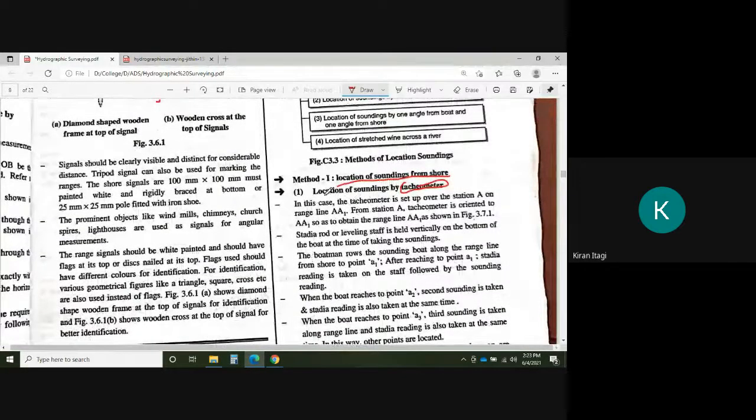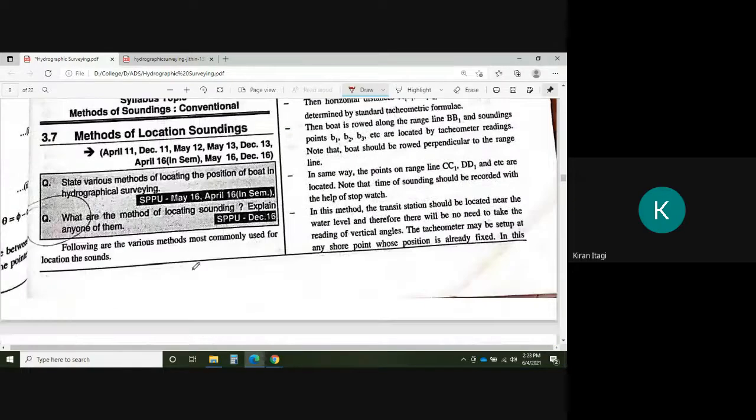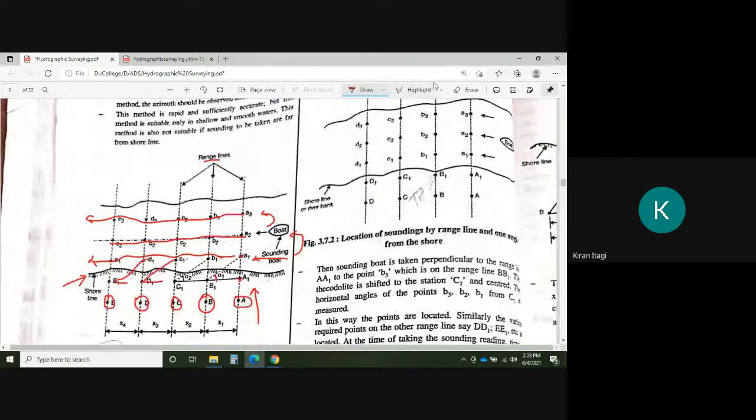In this case, in tachymetry, it is set up over the station A on the ranging line AA1. From station A, the tachymetry is oriented to AA1 so as to obtain the ranging line AA1, as shown in the figure. Here you can see this is my ranging line. Once I clear everything.